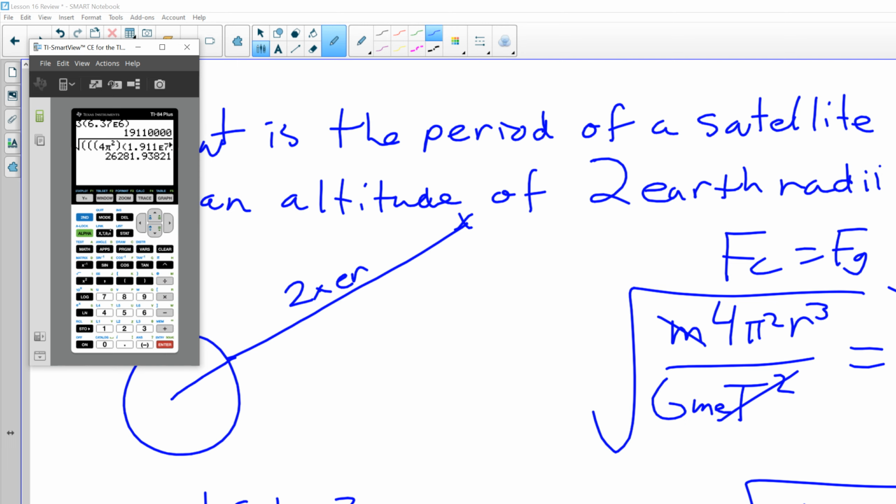How many dirty tricks are there in that question? A lot. I had it above the surface. I didn't even give you any numbers. I used Earth radii instead. I asked for period, not speed. I basically did everything I could possibly do to make that question awful for you.